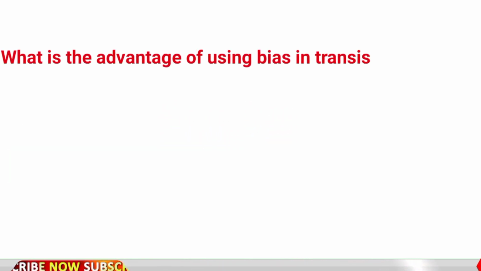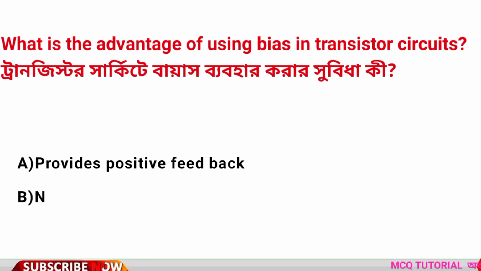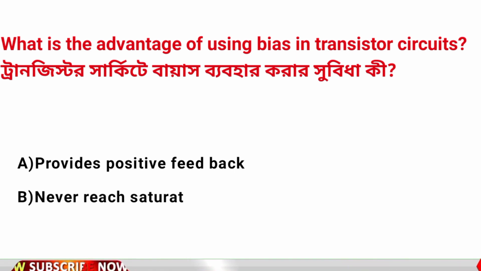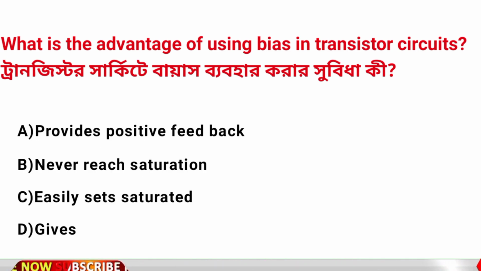What is the advantage of using bias in a transistor circuit? Option A, provides positive feedback. Option B, never reach saturation. Option C, easily sets saturated. Option D, gives maximum distortion.